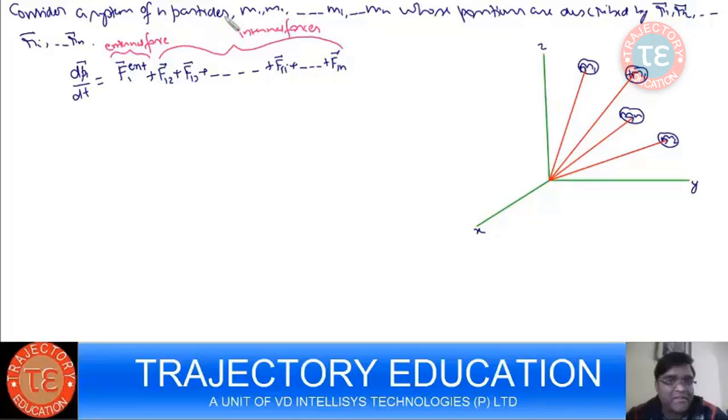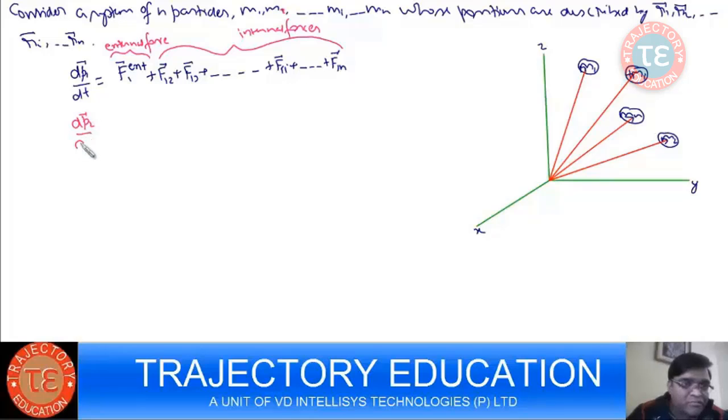So that's very important. If I consider only M1 as a system, in that case all these forces will turn external force. So it depends on the definition of your system, how you define the system. If I define M1 only as a system, then all these forces will become external force. But if I define M1, M2, M3, Mi, Mn as a system, then these forces turn internal. So which force is internal, which force is external depends on how you define the system, what particles you pick up and put in the system.